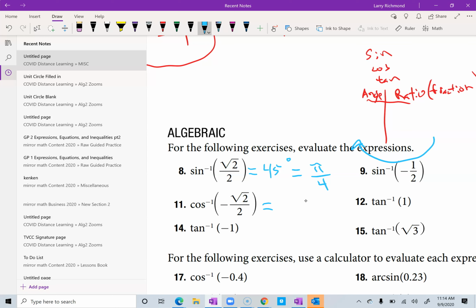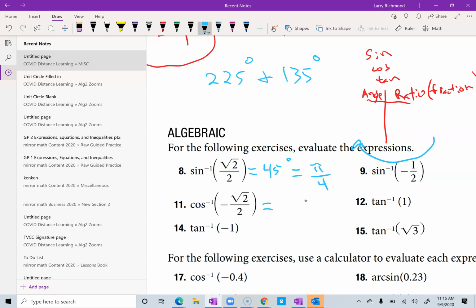Negative square root of 2 over 2, look at the unit circle. It occurs two places. What are they? 225 degrees and, yes, 225 degrees and then, there we go, 135 degrees. Okay. All right. Y'all with me? That's a problem. We can't have two outputs here. We're only going to use one.